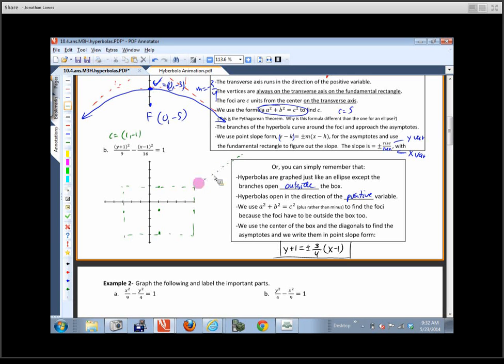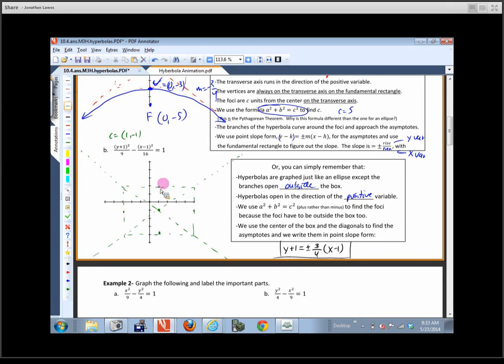Start way out here. Make sure you go through the center. Okay, there's the asymptote going that way. There's the asymptote going that way. It opens up and down, right? Doesn't it?